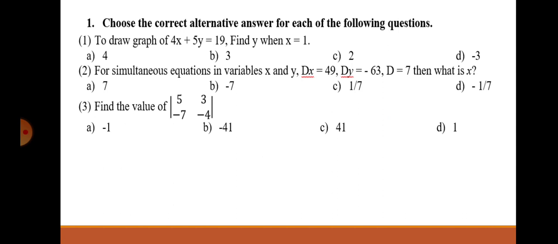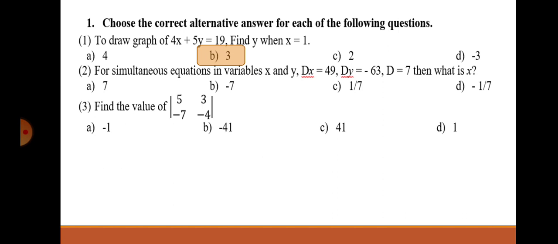You have to find out y when x equal to 1 is given. So when you substitute the value of x, it will be 4 multiplied by 1, that is 4. When you take 4 on that side, it will get subtracted. So 19 minus 4 is 15. So your expression will be 5y equal to 15. So you can divide it. 15 is divisible by 5. So your correct option is 3.